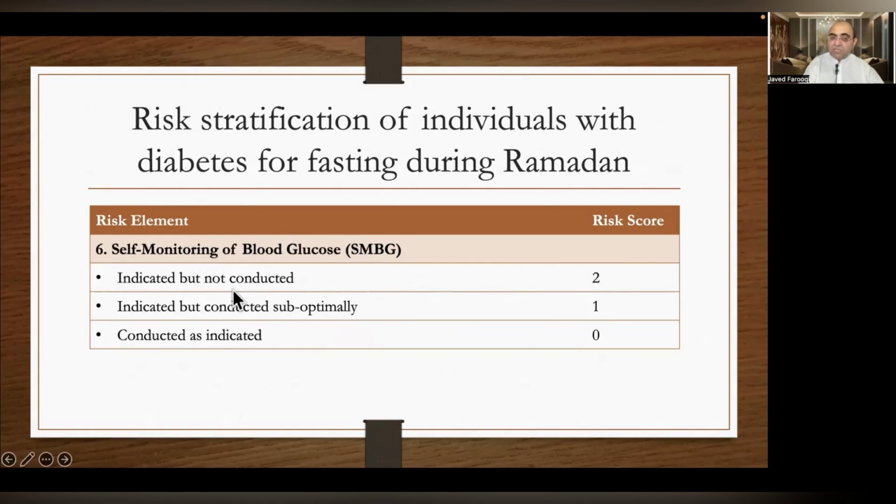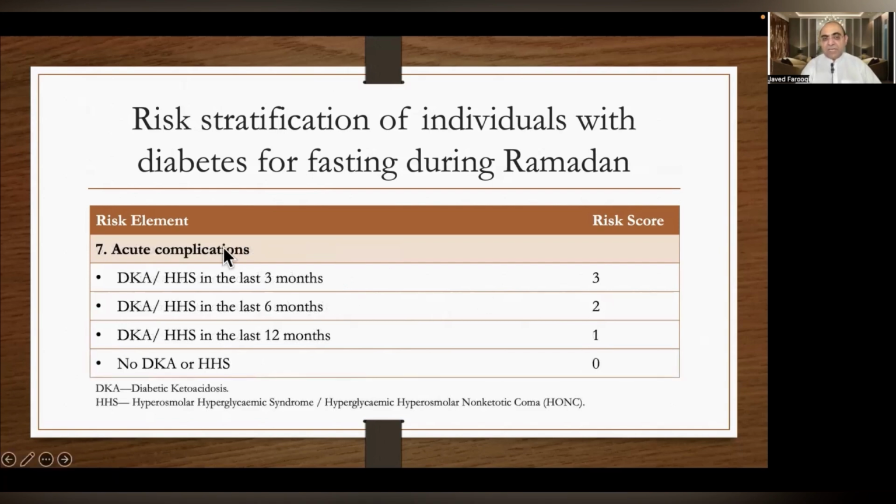This is SMBG. Indicated but not conducted, the patient is not doing it, a score of 2 is given. Indicated but conducted suboptimally, a score of 1 is given. Conducted as indicated, the patient conducts this self-monitoring of blood glucose, then there is 0 score. But when it is indicated but the patient conducts it suboptimally, 1, and when it is indicated but the patient does not conduct it, it is given 2. Then the seventh risk element is that of acute complications.